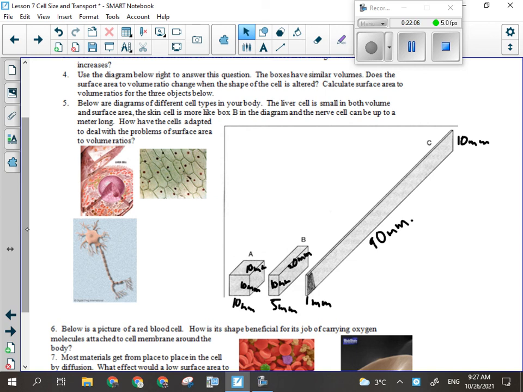Right? So number 5 is saying, okay, the liver cell is small in both volume and surface area. The skin cell is more like box B. The nerve cell can be up to 1 meter long. How have the cells adapted to deal with the problems of surface area to volume?